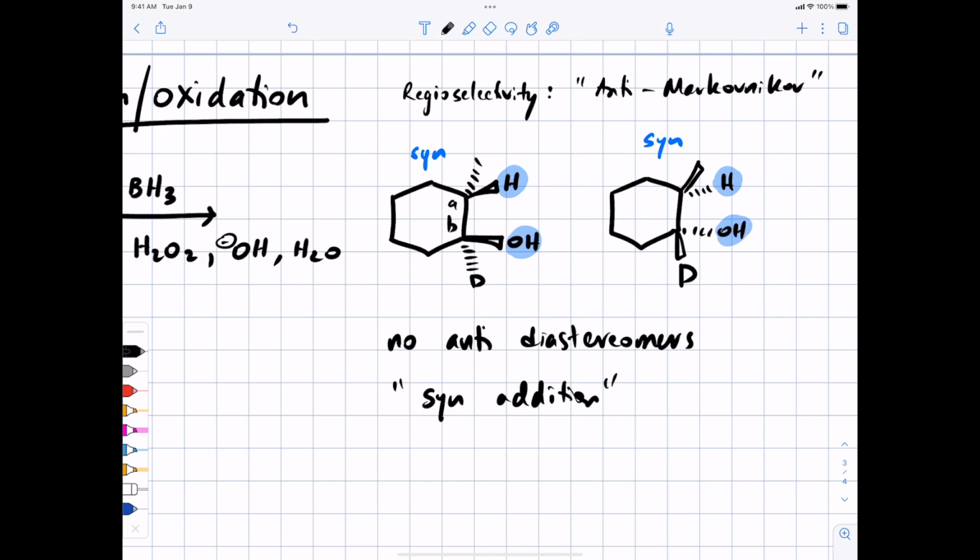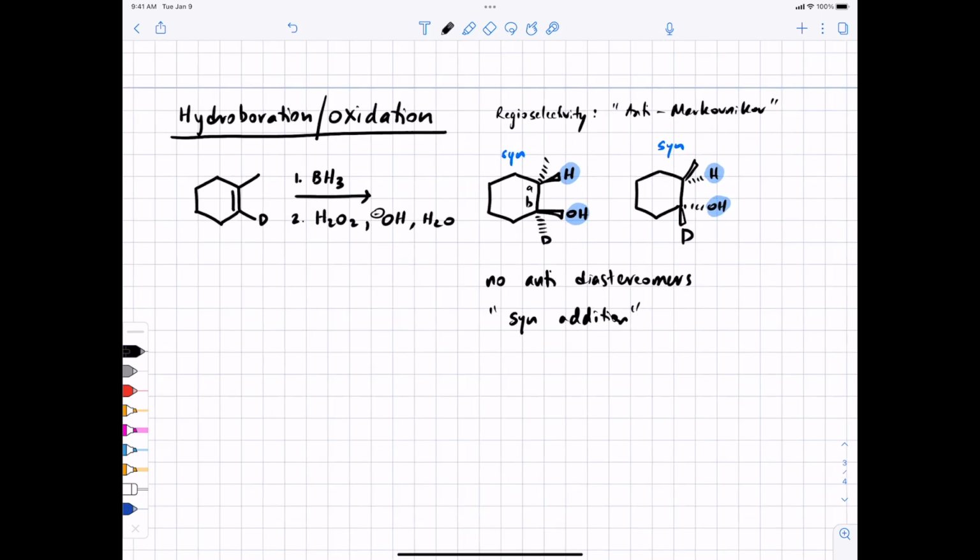That's the what. Let's talk about the how and the why. And you're going to see that the principles that apply here are exactly the same as the principles that applied above. In other words, what happens is going to be controlled by where positive charge or partial positive charge is more stable. So in that way, it's very similar to the reactions we've talked about.